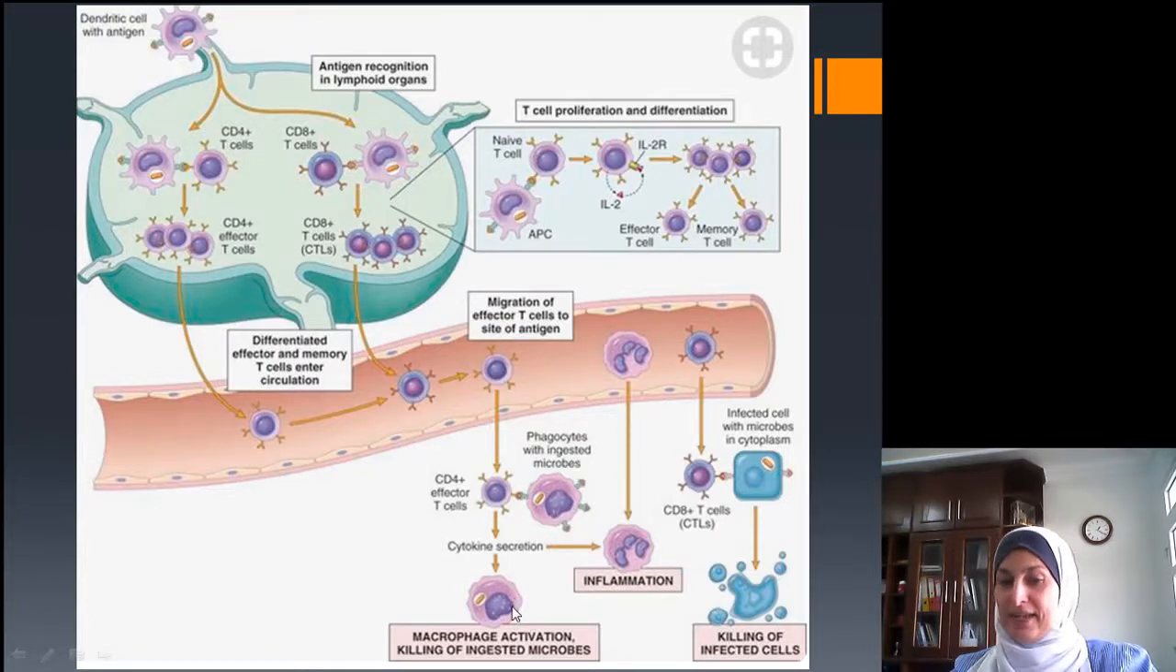The CD4 effector T cell will interact with the macrophages present at the site of the infection. It will activate this macrophage. This macrophage will become more aggressive. It will start killing the pathogen. Also, it will activate the macrophage to produce more cytokines that would recruit more inflammatory cells at the site of inflammation.